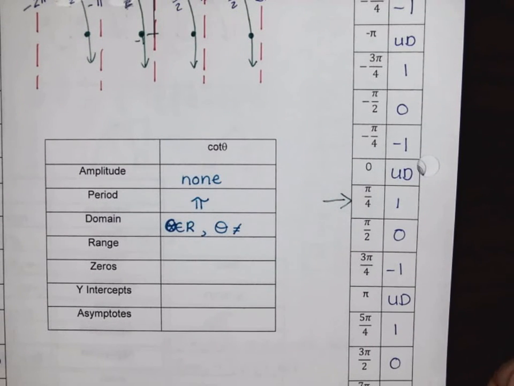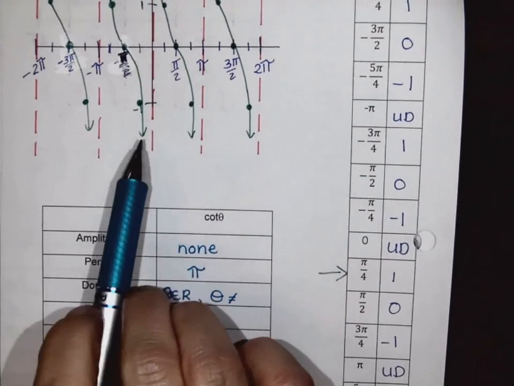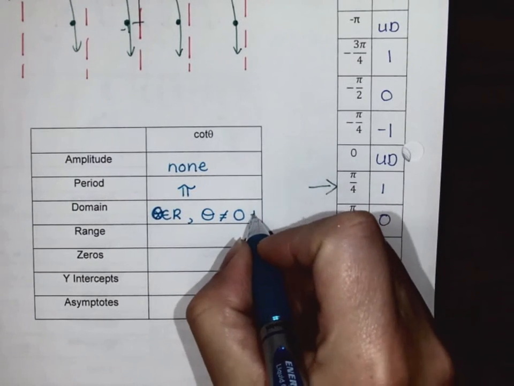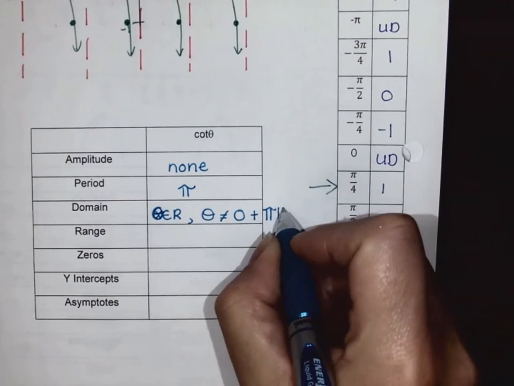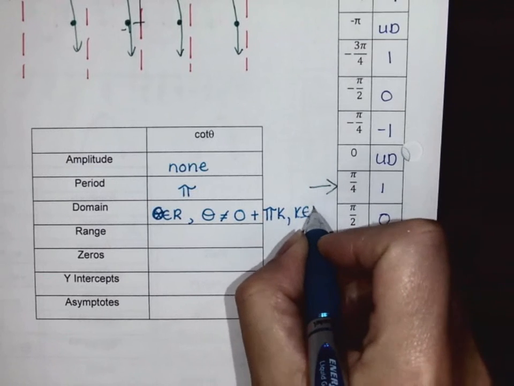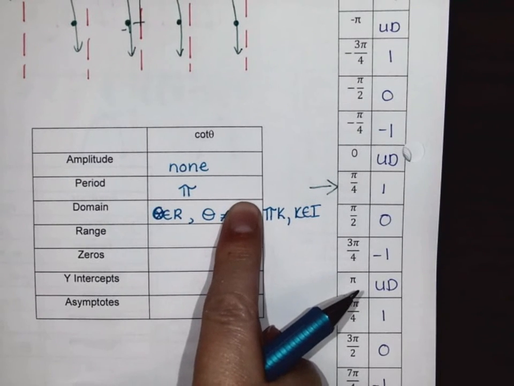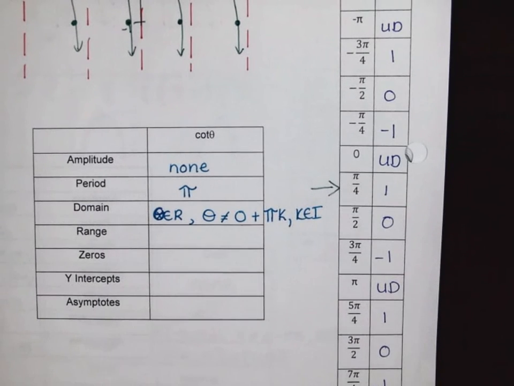Where are my asymptotes? Where's my first asymptote? My first asymptote's at 0. And when does my next asymptote occur? Pi. And again, you might see it written like that, where it doesn't have the 0 in front.